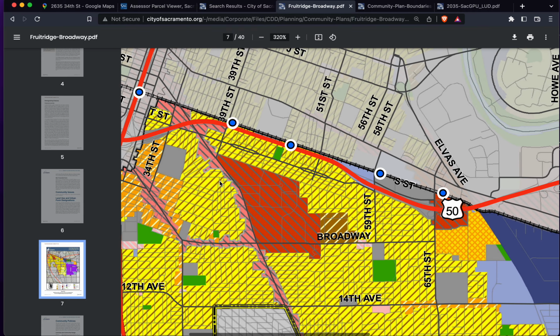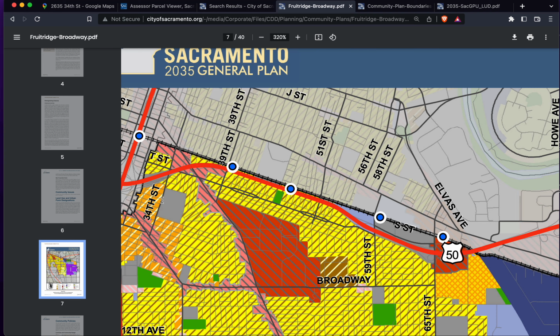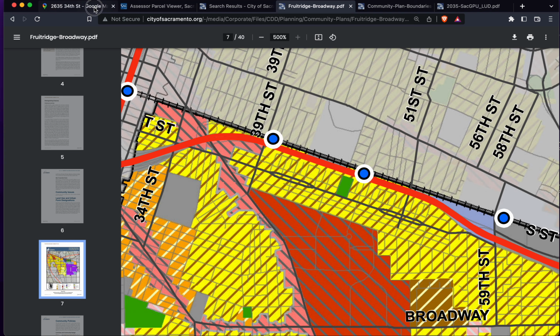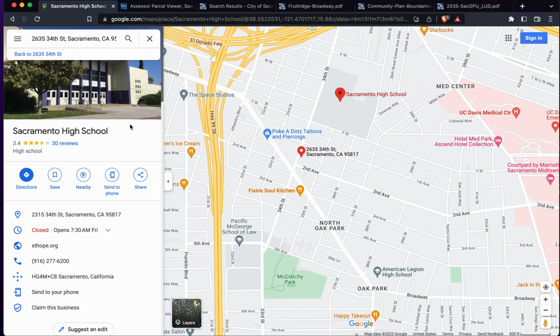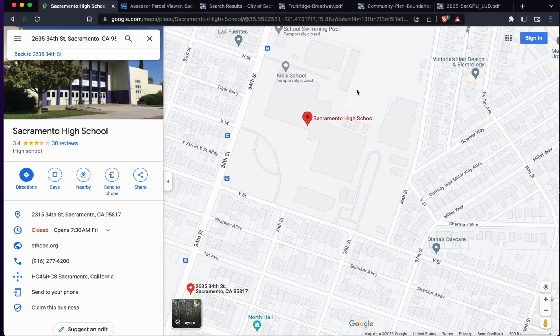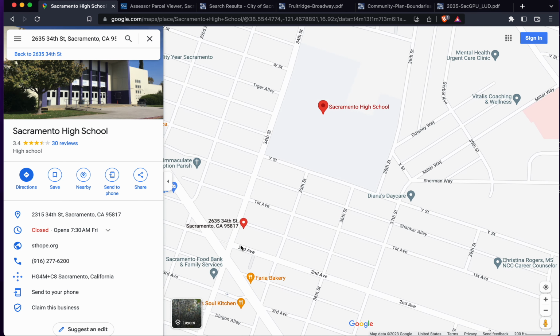So where is 34th? 34th Street is here. Let's look at our map again. This one is this big area. What is this big area? This is actually Sacramento High School. Okay, so this is Sacramento High School, and we are close to Broadway here, a couple blocks away.